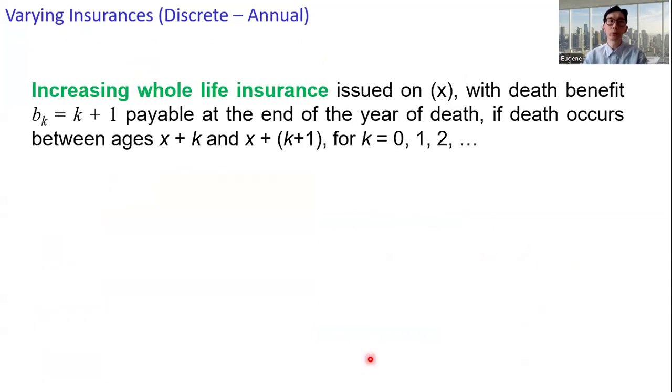Other variation: increasing whole life insurance. Same death benefit pattern, except that the death benefit will increase by 1, and the death benefit is payable at the end of the year of death whenever the individual dies. And the notation for increasing whole life insurance is IA with subscript X.